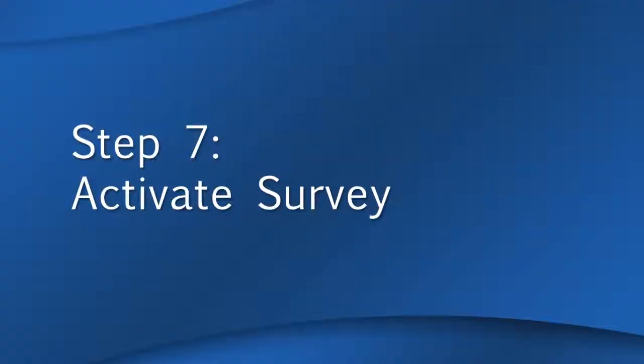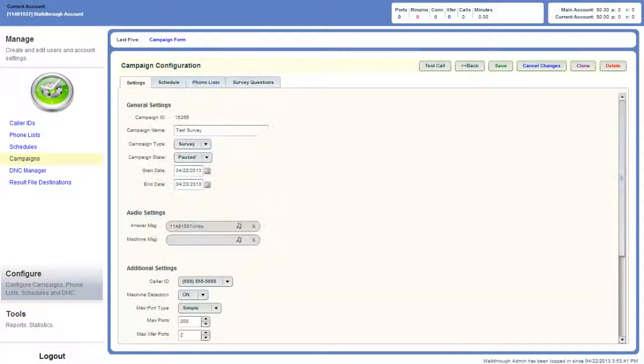Step 7. As with the standard voice broadcast, when you have tested your message and all settings are approved, you may set your campaign state to active to allow your broadcast to begin dialing within your defined calendar dates and scheduled hours.